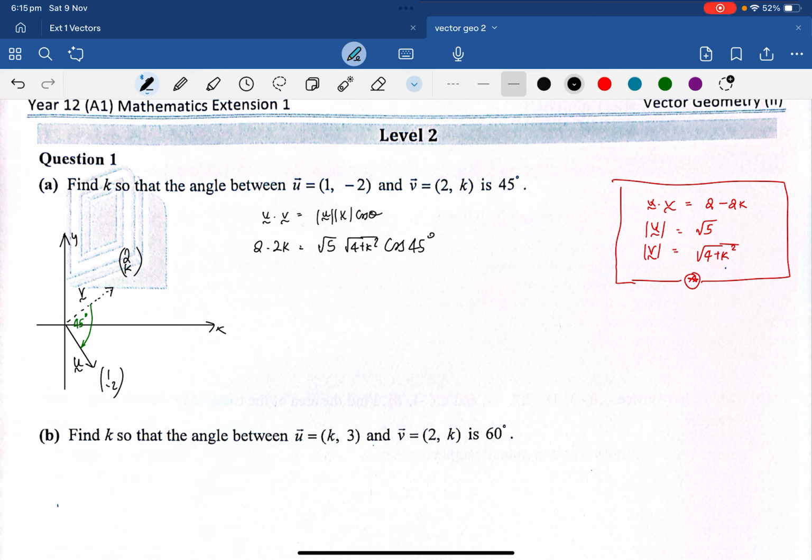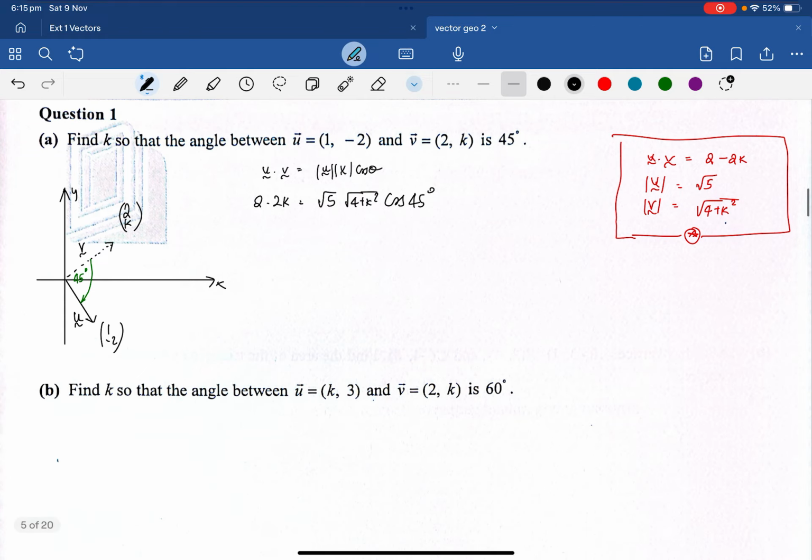Now that we have this done, this is all you need to do. If you've come this far, well done. You understand how vectors work. You understand the theory behind vectors. Now it's just algebra work, because we want to find k, so we can square both sides to get rid of the square roots here. So 2 minus 2k whole squared is equal to 5 times 4 plus k squared times cos 45. What's cos 45? It's root 2 on 2, so 1 on root 2. But yes, the cos 45 also gets squared, so when you square this, it's just going to be 1 on 2.